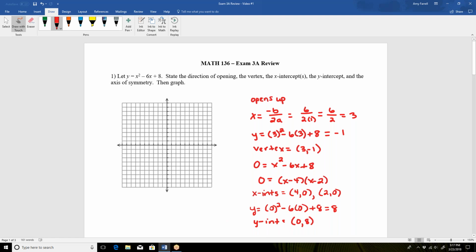And then finally, the last thing we're going to find before we graph is the axis of symmetry. I'll write it over here. I'll call it AOS for axis of symmetry. The axis of symmetry has the equation x equals negative b over 2a. This is because it's a line that runs through the vertex. So it's going to be x equals whatever the x-coordinate of the vertex is. So our axis of symmetry would be x equals 3.